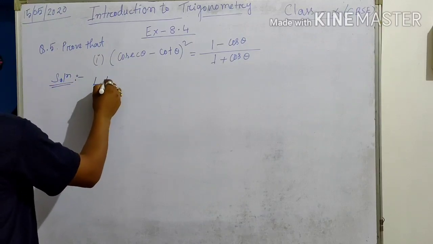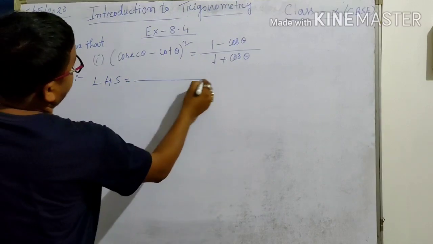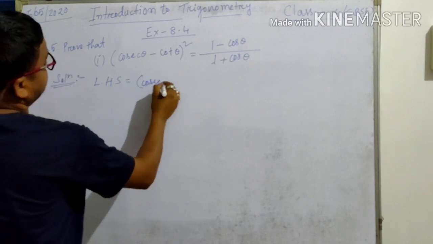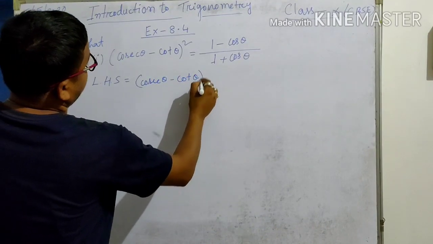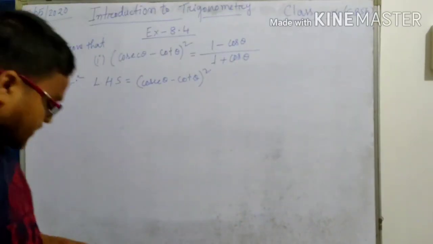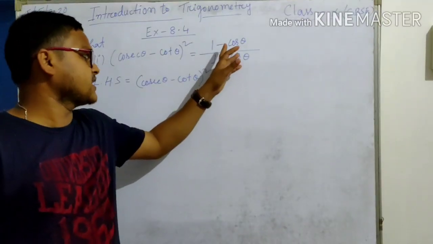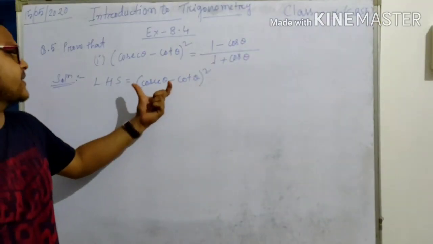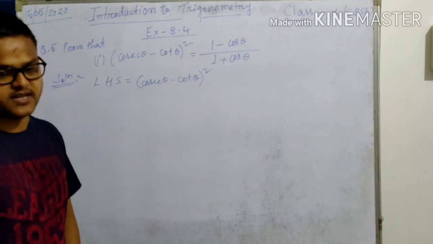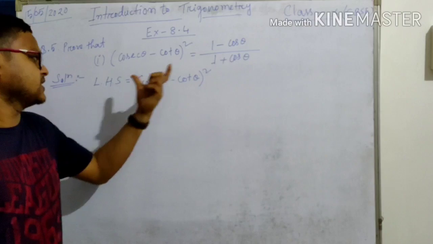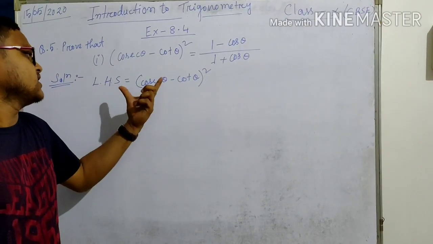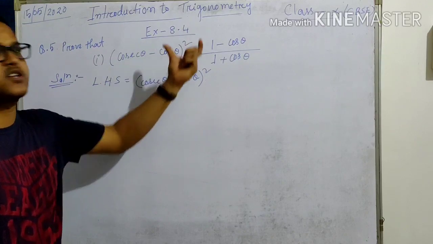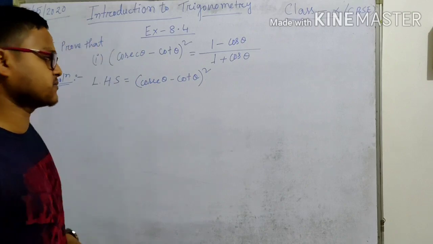I write the left hand side part first. The left hand side is (cosec theta minus cot theta) whole square. Now you see in the right hand side the value is in cos, but in the left hand side there are cosec and cot theta. So you think whether there is any relation or identity which can express the left hand side in cos. You think that part.